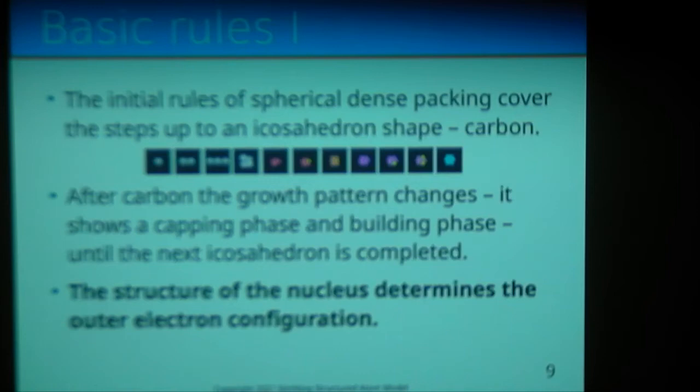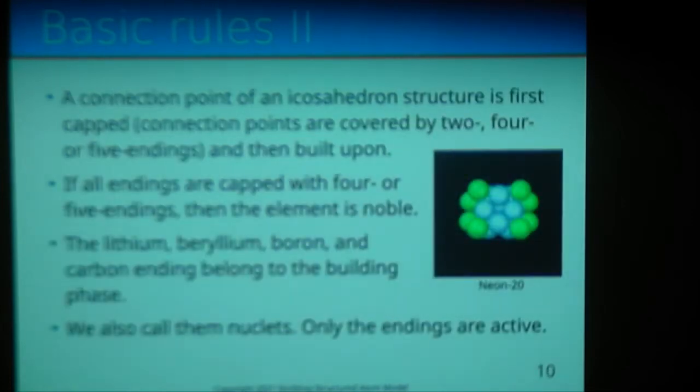The growth pattern after carbon changes. The growth starts at two new locations on the initial carbon and repeats the dense packing pattern until carbon is reached again. The active endings with their structure also determine the outer electron structure, as it is related to the distribution of open connection points on the nucleus. The icosahedron structure of carbon has two growth points at very specific positions. We will look at those positions later on. The structures created on top of the icosahedron are also very specific.